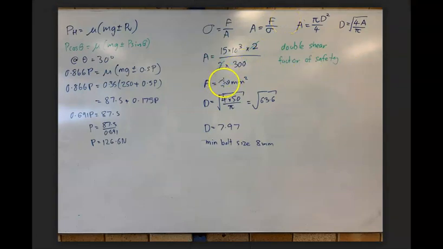Okay, so that gives us an answer of 50 millimeters squared. We put that into this formula, we get the square root of 63 which is very, very close to 8. We can see the square root of that is 7.97. Now the thing is, you can't go to the hardware store and say, I would like to buy a bolt that is 7.97 millimeters. You need to go to the hardware store and say, I would like an 8 millimeter bolt.